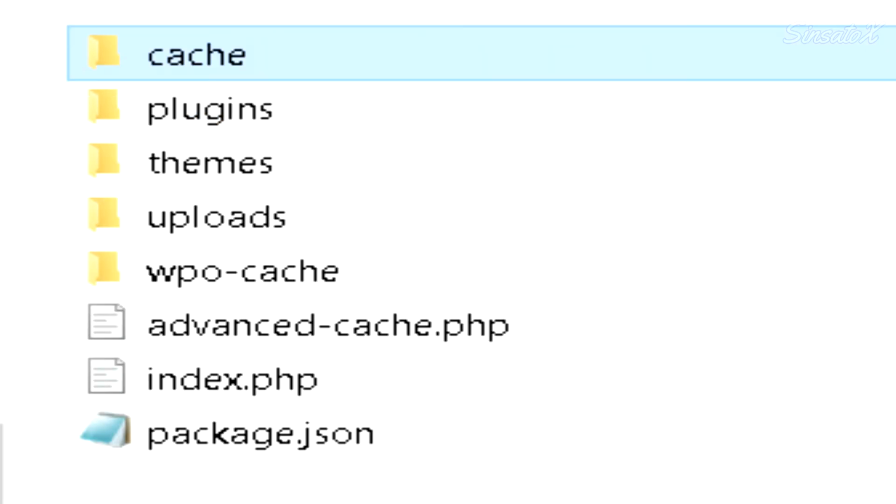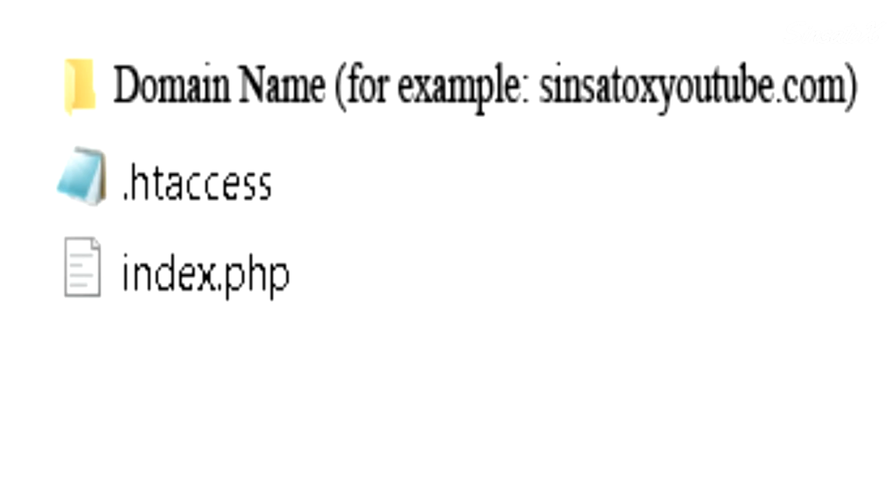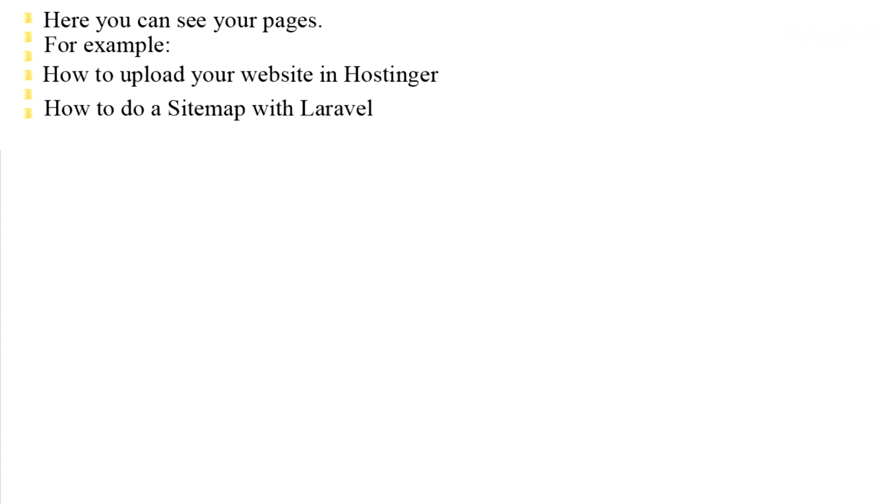We enter, and once inside we go to cache and enter WPO cache. There we will have a folder with the name of your website, the domain name, and we enter. When we enter, we will have all the pages and all the posts that you had, and what we are going to do is enter, for example, 1.